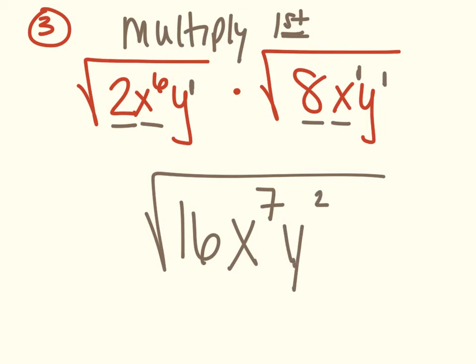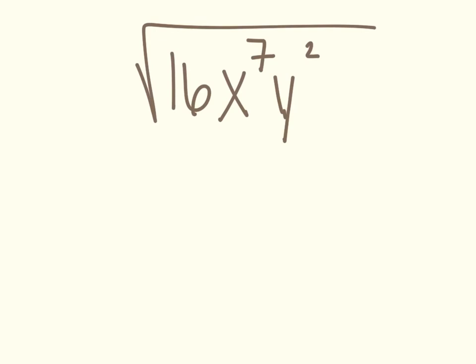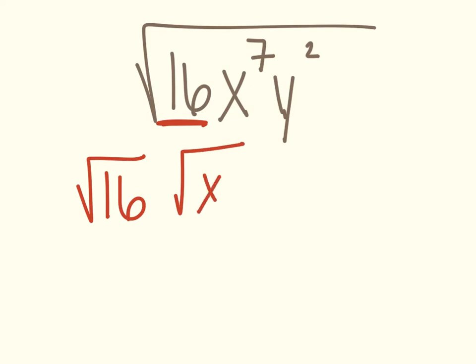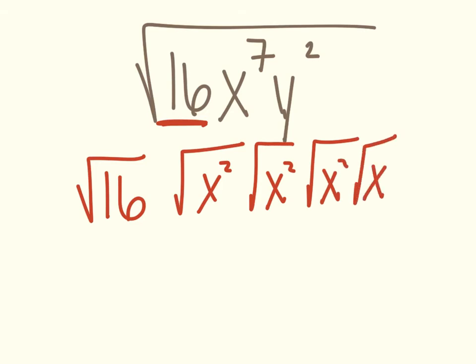Okay, now you're not done, because now you got to break her down. Radical 16. Do you need to break that up, or should you know the answer? Radical 16 is a perfect square, so I'm going to leave it just like that. X to the 7th. I need 7 total, so I'm going 2. That's a total of 4. 6, one more without any powers. And then I need a y squared.